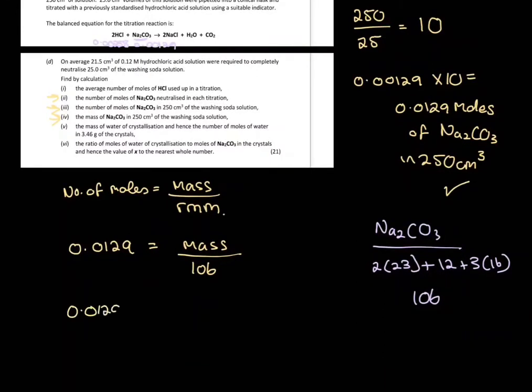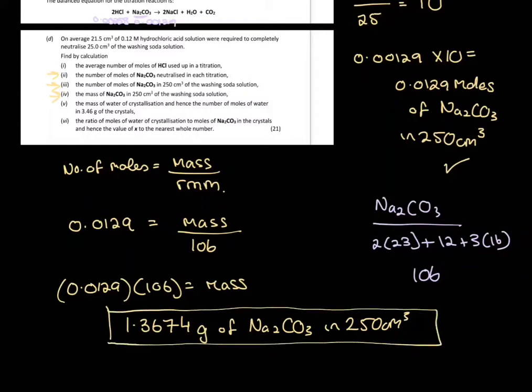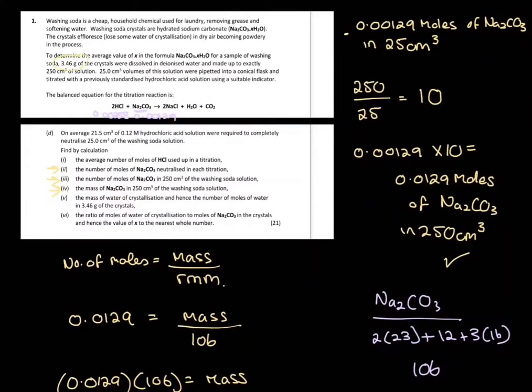Now if I take 0.0129 and multiply it by the 106, I'll get the mass of the sodium carbonate in the 250 centimeters cubed portion. And that we can work it out to be like so. Okay, so you can see that there's a difference of the sodium carbonate in the 250 centimeters cubed versus what was actually weighed out. And that's because it's not just the sodium carbonate that's been weighed out, but there are also molecules of water attached to the sodium carbonate crystals. So we're going to have to work out how many molecules of water are attached to each molecule of the sodium carbonate. And that brings us on to the next question.